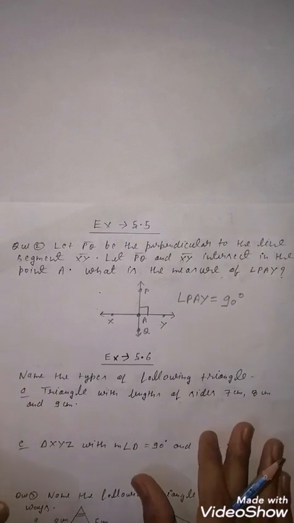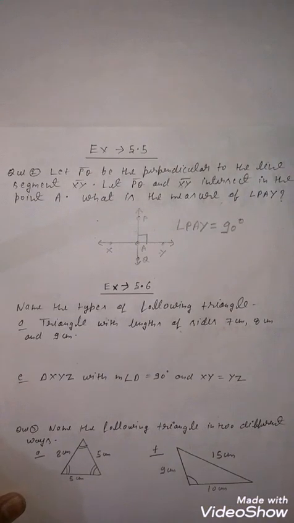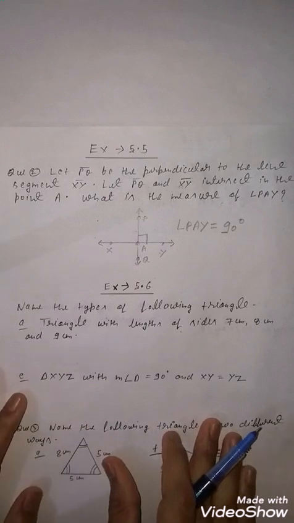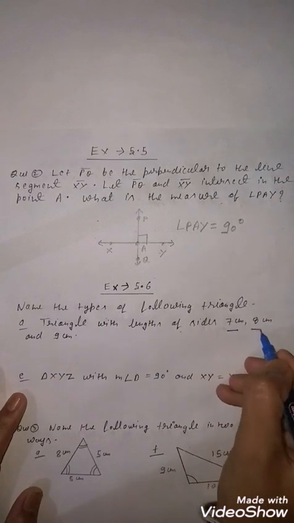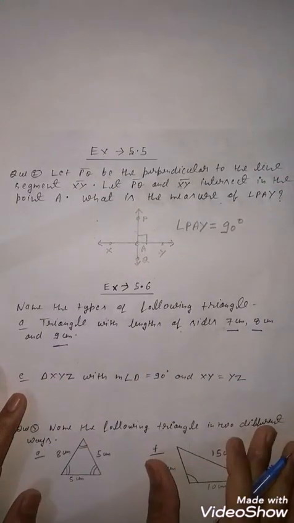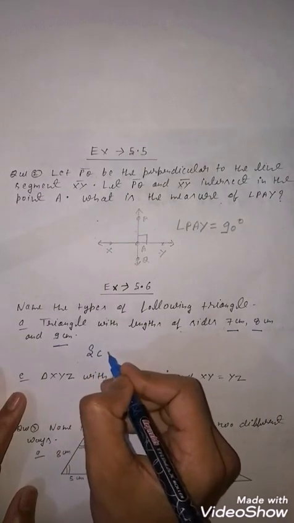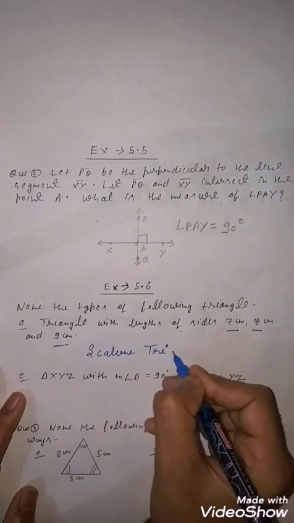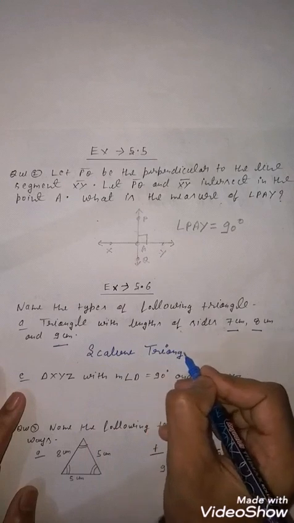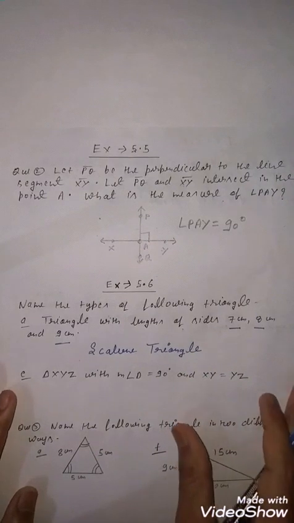Clear, students? Now come to the next question. Exercise 5.6. What is given? Name the types of the following triangle with length of side 7 cm, 8 cm, 9 cm. Now you know that, student, all are of different length. And if all are of different length, so what will you write down? Scalene triangle. Everyone knows, no? Scalene triangle, because a scalene triangle has all different sides. Length of sides are different.